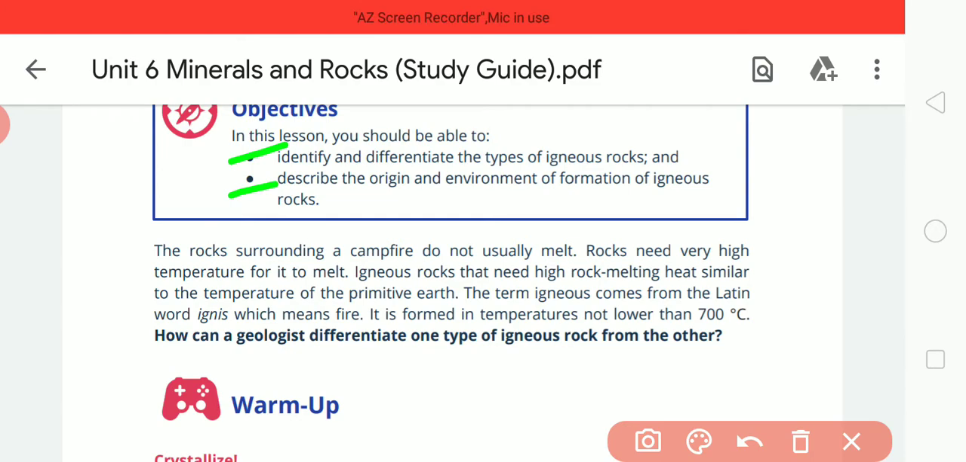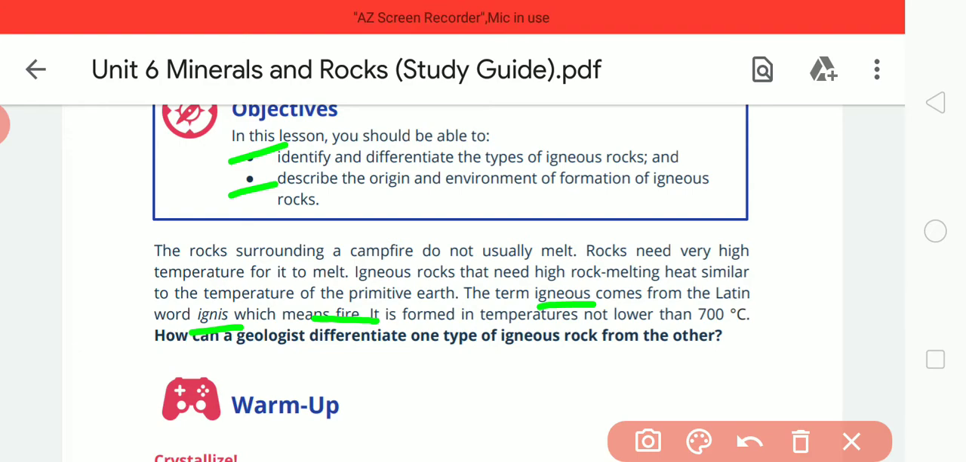The rocks surrounding a campfire do not usually melt. Rocks need a very high temperature to melt. Igneous rocks need high rock-melting heat, similar to the temperature of the primitive Earth. The term igneous comes from the Latin word ignis, which means fire. It is formed at a temperature not lower than 700 degrees Celsius.